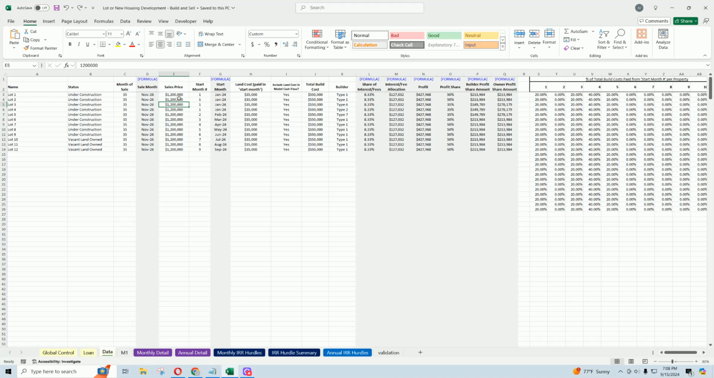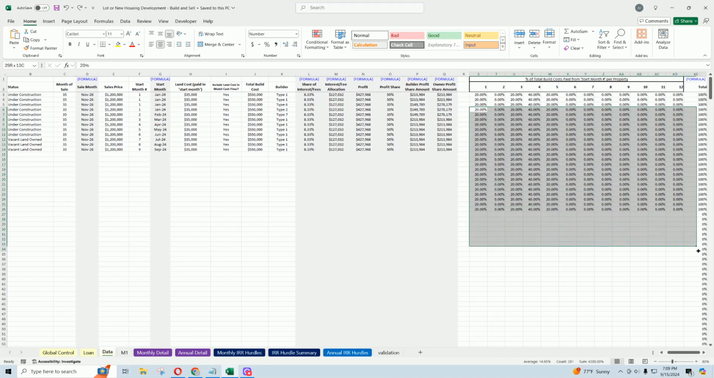Sales price, you can adjust that as you need. The start month will adjust when, number one, the land costs are paid, and number two, the build costs begin. Now this build cost is going to be spread out. The land cost assumes that's paid whenever the start month happens, all up front. But the build cost might happen over time. So here, like this 550,000, we're saying 20% is going to happen in month one, 0% in month two, 20% in month three, 40% in month four until we get to 100%. And then that logic will apply dynamically based on when the start month happens for each lot.